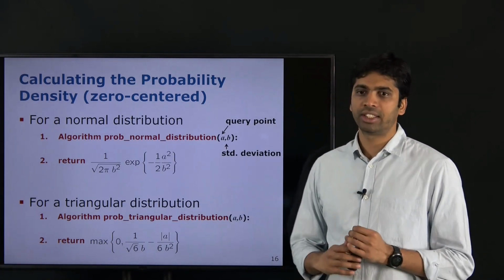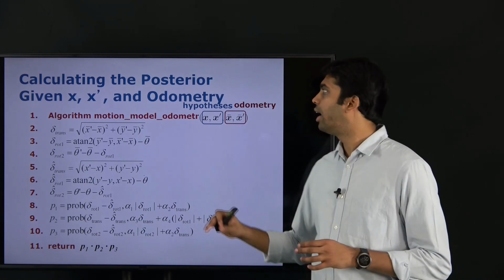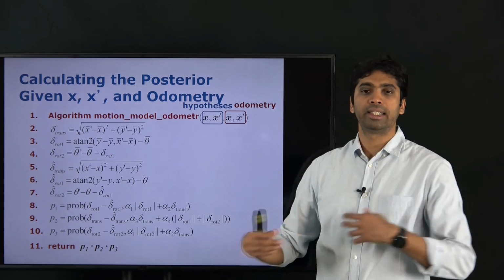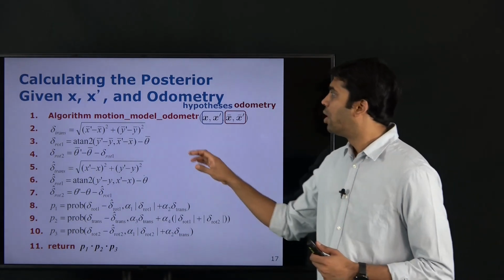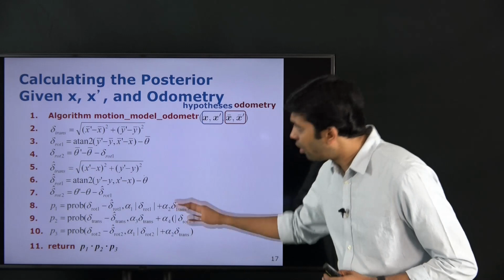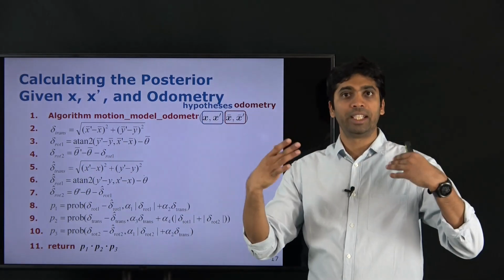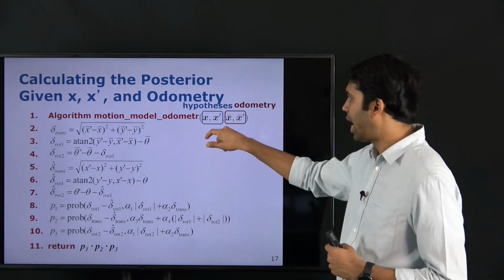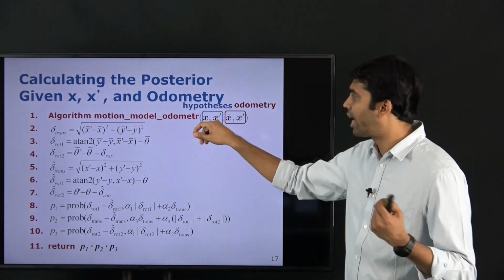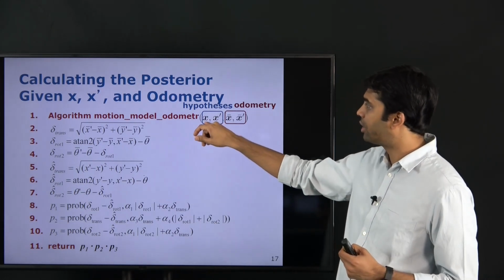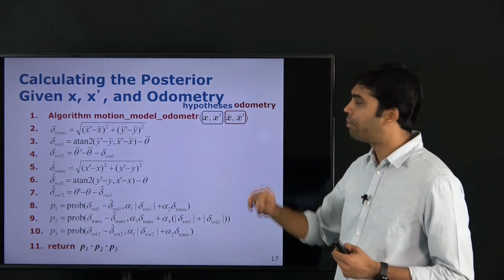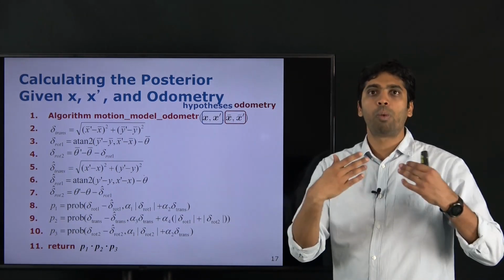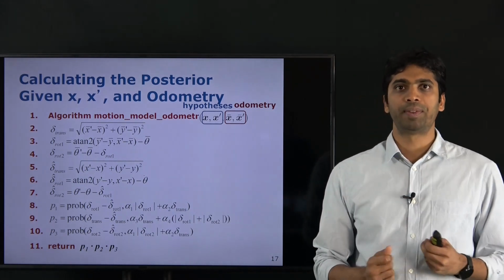Now that we have this, we come up with an algorithm which summarizes the procedure of computing these probabilities. The result of this algorithm is this probability distribution that we want to compute, in this case between a hypothesis x and x prime. So our hypothesis is that we start at time t minus 1 at x and we end up at x prime. The x bar and the x bar prime are what we know from our odometry measurements.